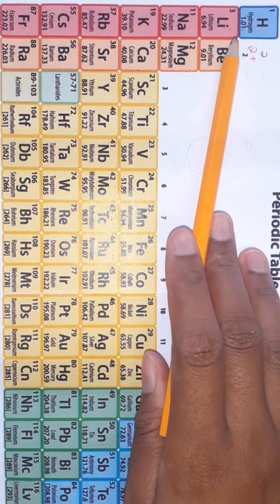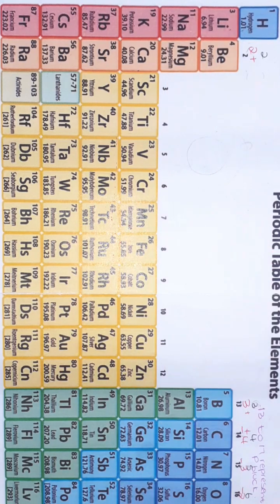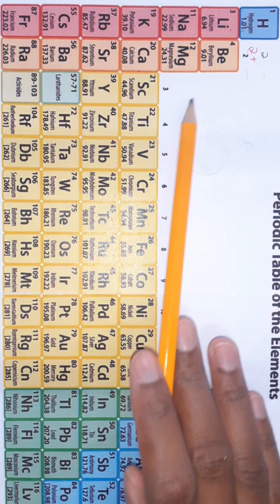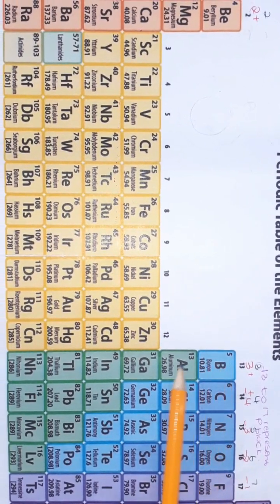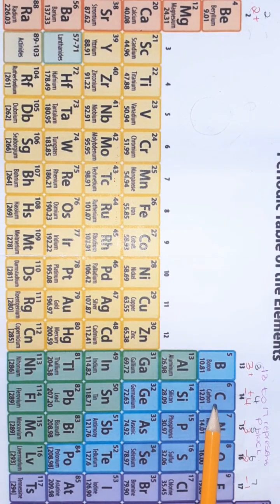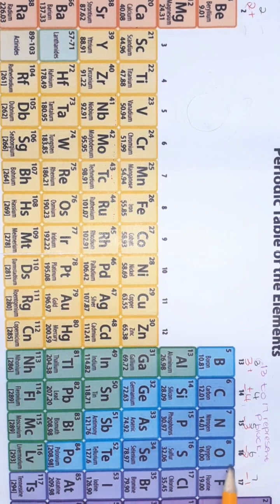All these elements in this first group have a valency of +1. This one has a valency of +2, and this one has a valency of +3. This one is positive, negative 4. These ones have -3. These ones have -2, and these ones have -1.